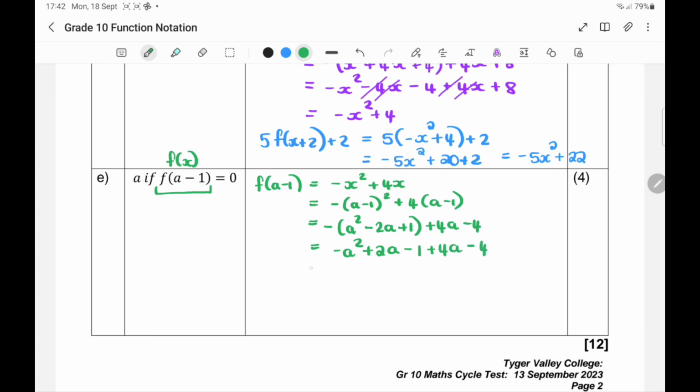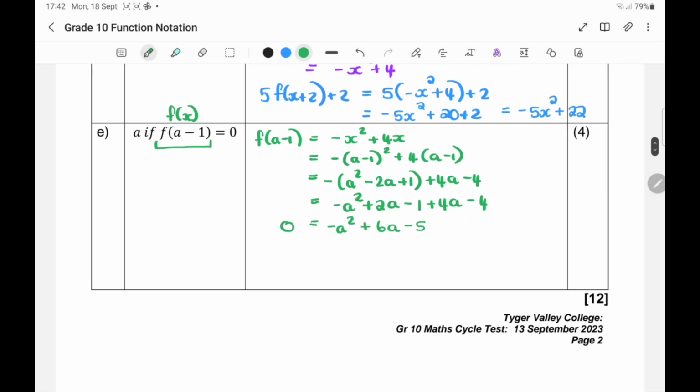If I simplify that even further, I get negative a squared plus 2a plus another 4a is plus 6a, and minus 1 minus another 4 is minus 5. But now they're telling me that I must equal this to 0. And hopefully you can remember your trinomial rules and how to factorize a trinomial. If you want to, you can take out a negative, or you can just throw them all over to the other side to make it a positive a squared that we start with. And that is a trinomial.